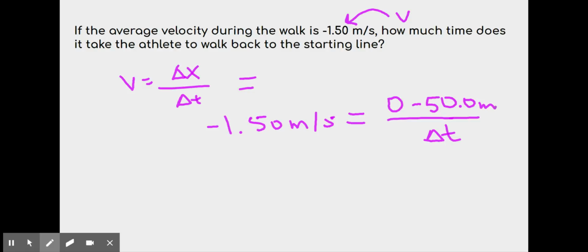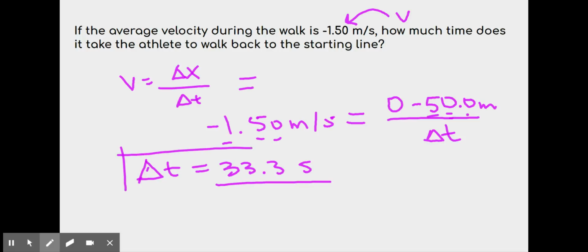That is meters. Well, knowing this, we can just rearrange. And after you rearrange, you should find that delta t is equal to 33.3 seconds. And I did 3 sig figs here because I have 3 sig figs, 1, 2, 3, and 1, 2, 3. So I needed 3 in my answer. So it would take the athlete 33.3 seconds.